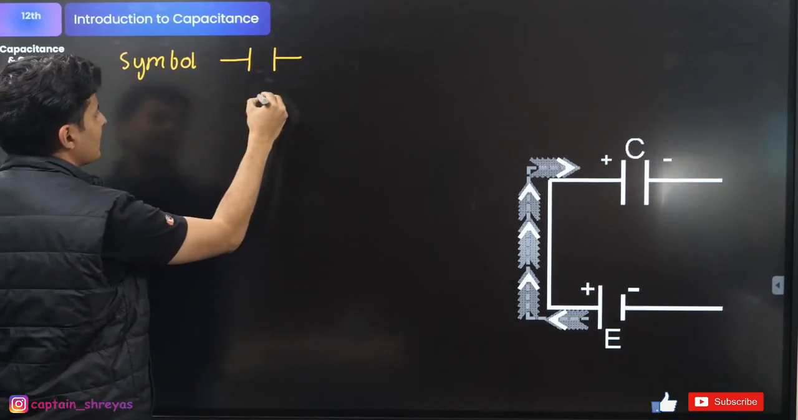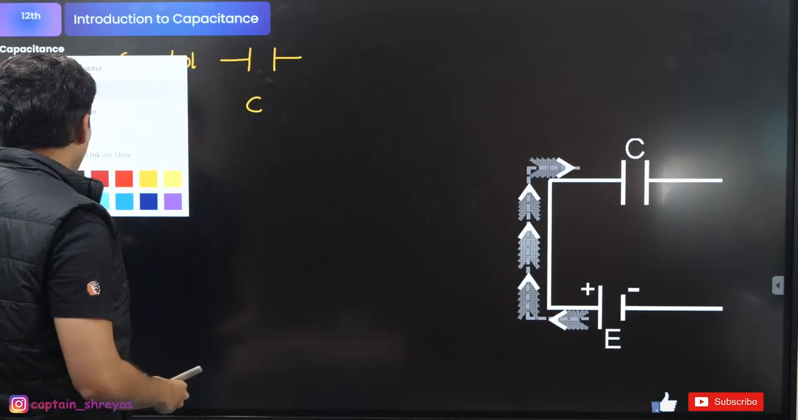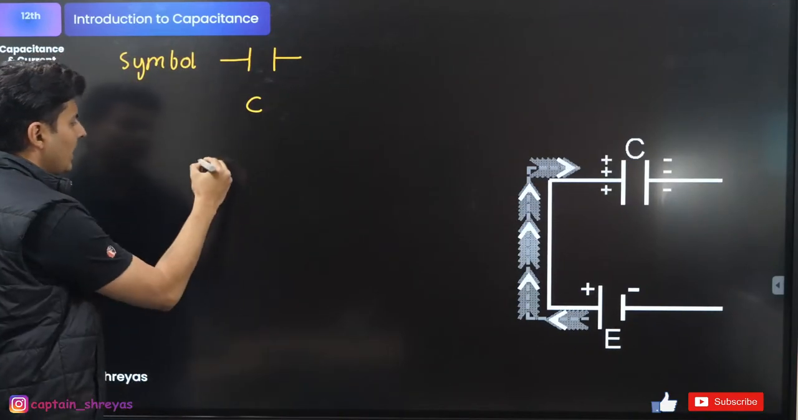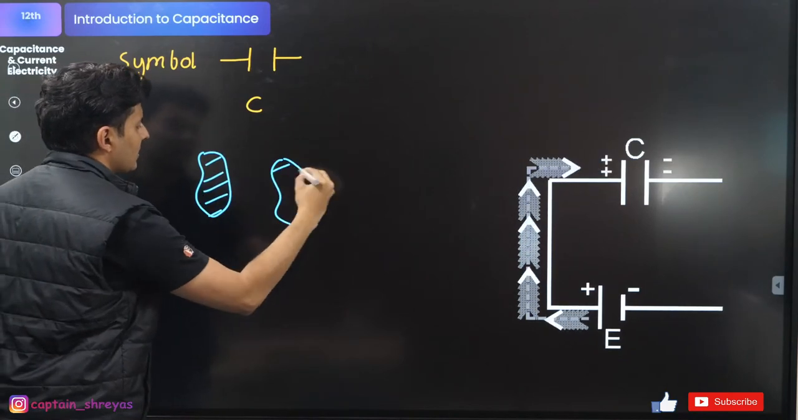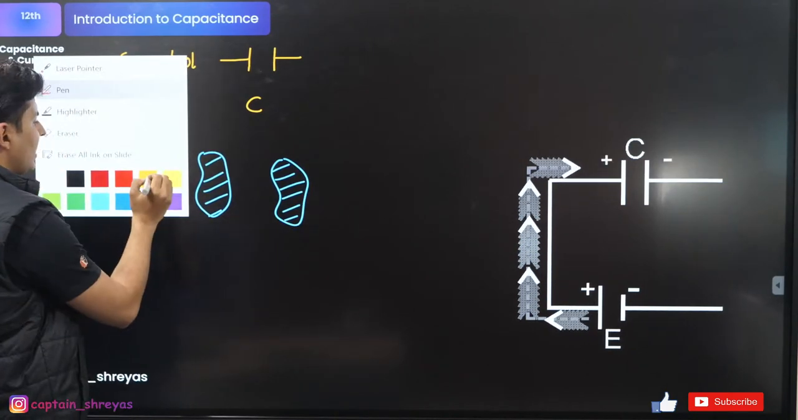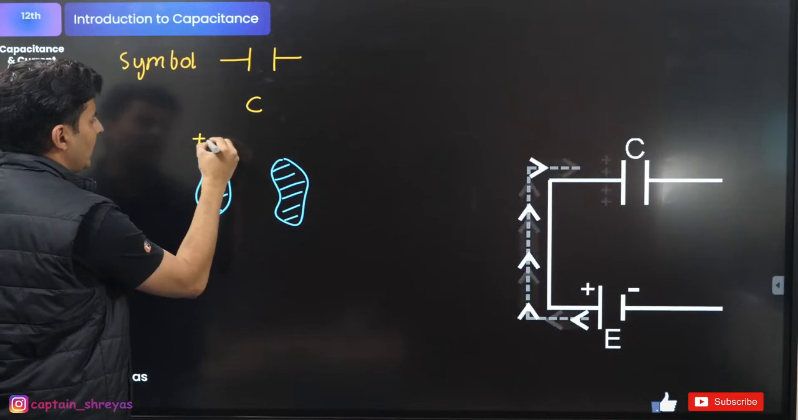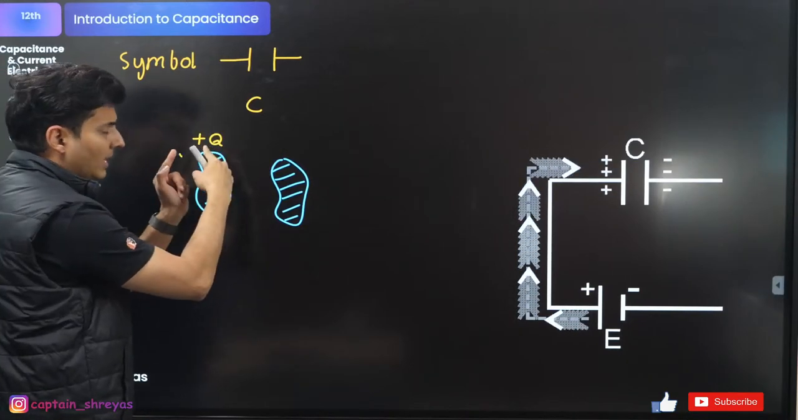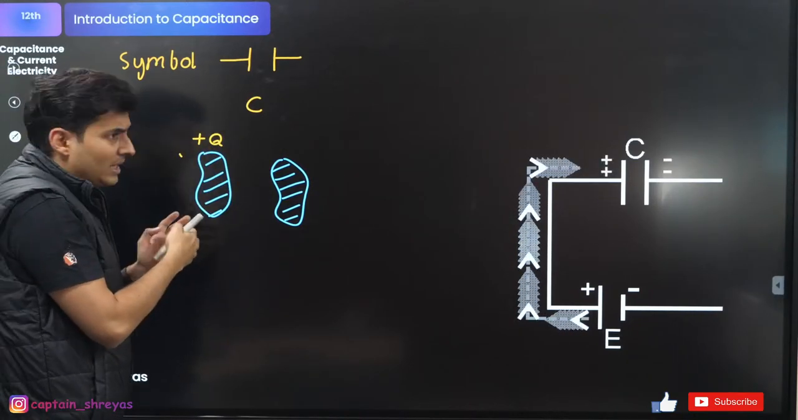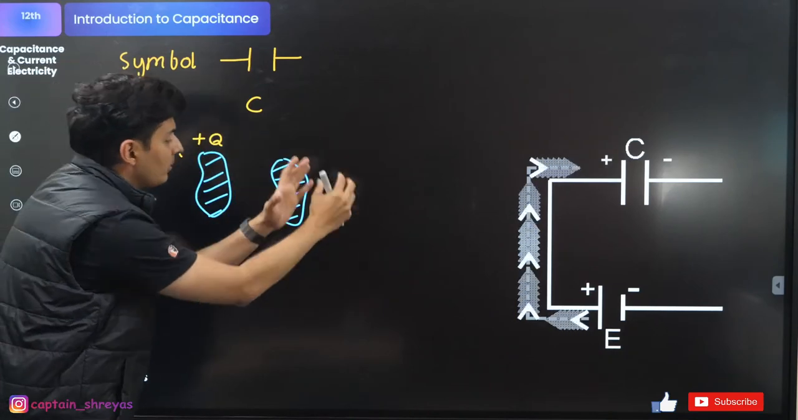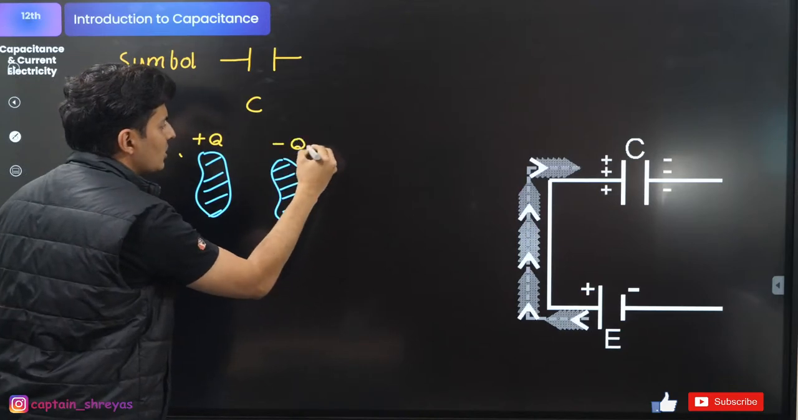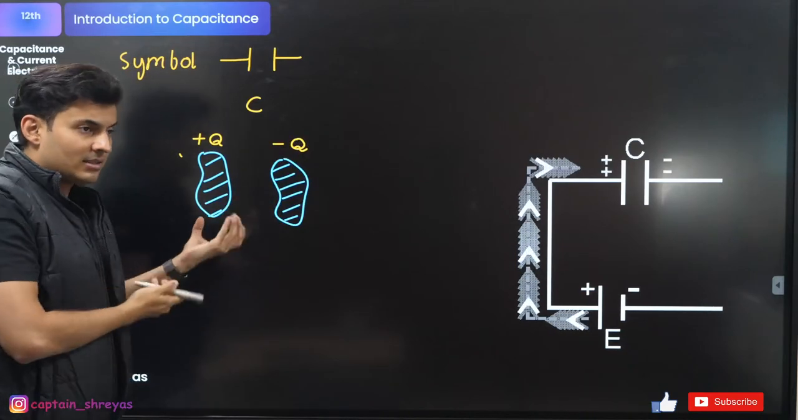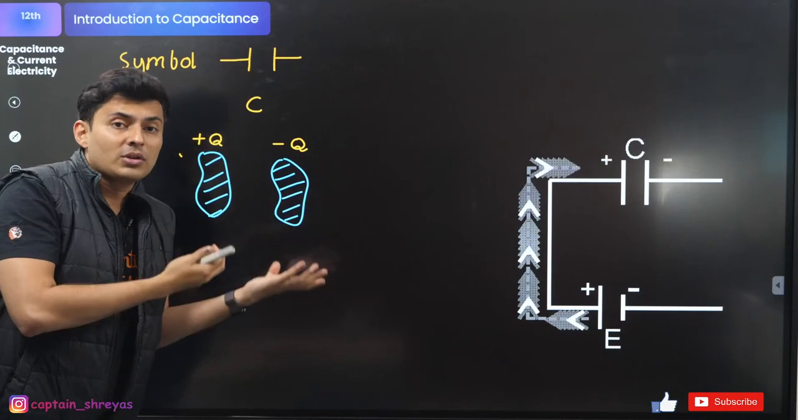Whereas the mathematical symbol will be capital C, and you will see that whenever you have two conductors, this is one conductor, this is another conductor. If this plate has a charge of plus Q, this plus Q has come from this guy. I have taken some charge from here and put it here. So there is a minus Q charge over here. Such a device is now a capacitor, which is also now charged.